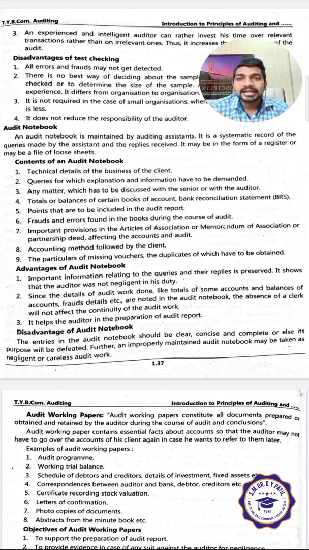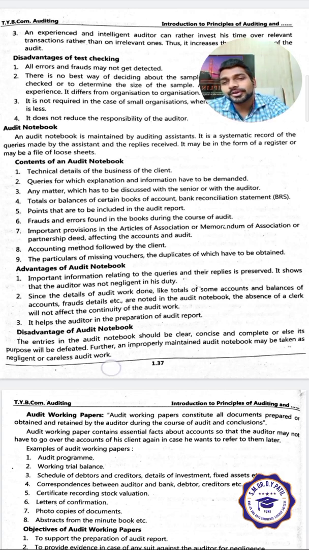Contents of the audit notebook are technical details of the business of the client, queries of which explanation and information have to be demanded, any matter which has to be discussed with the senior or with the auditor, totals or balances of certain books of accounts, bank reconciliation statements, that is BRS, points that are to be included in the audit report, frauds and errors in the books during the course of audit, important provisions in the articles of association or memorandum of association or partnership deed affecting the accounts and audit, accounting methods followed by the client, and the particulars of missing vouchers, the duplicates of which have to be obtained.